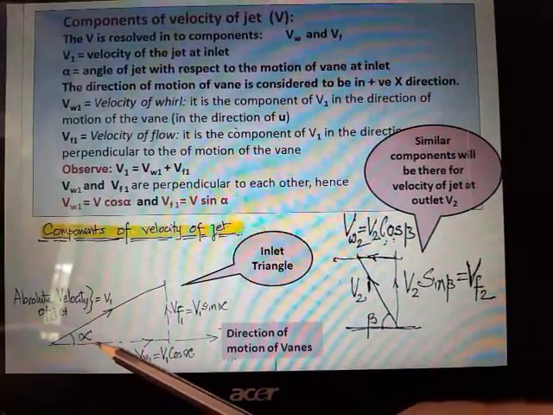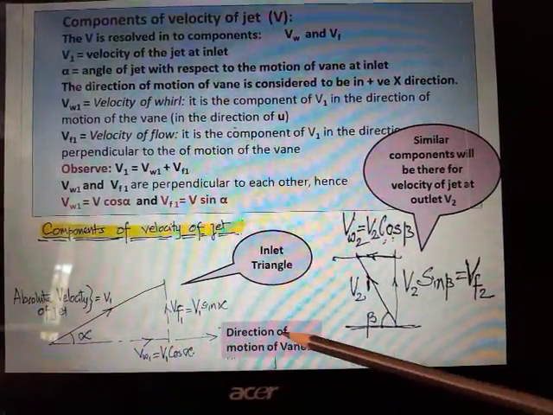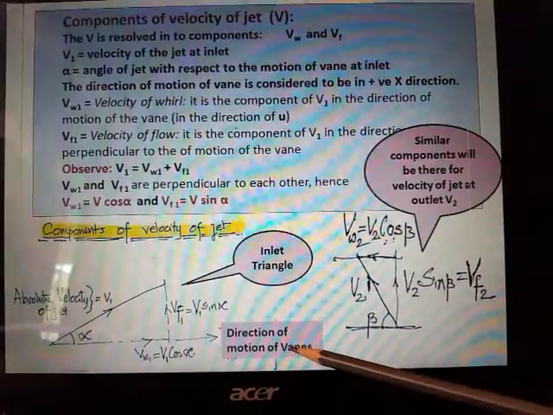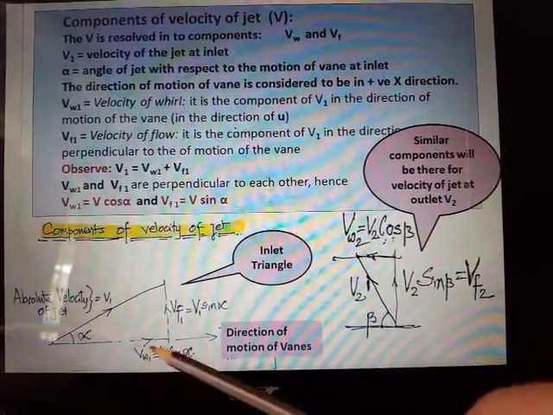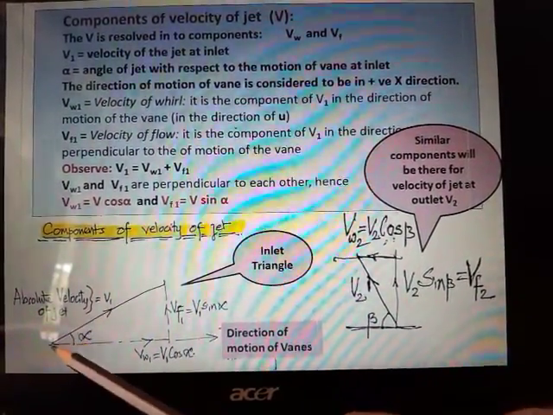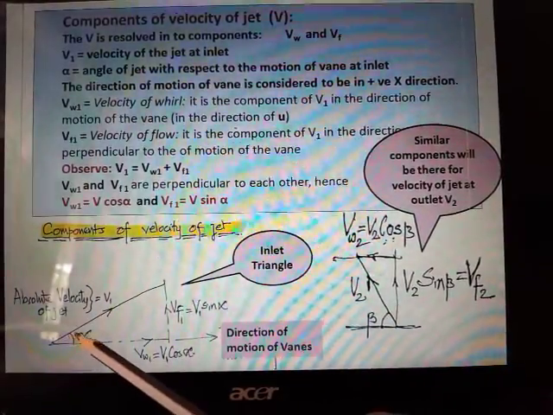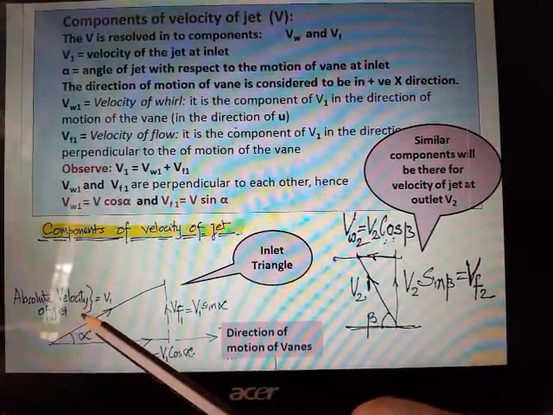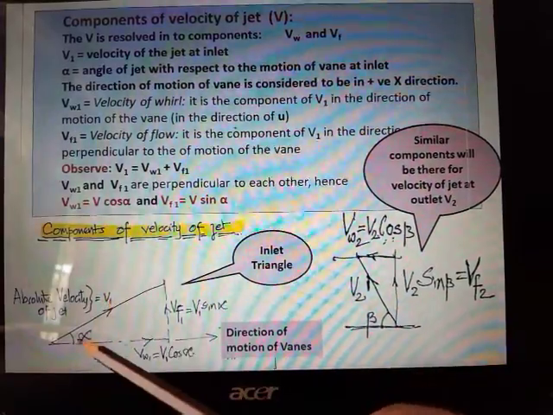Generally we represent U in this direction, that is the direction of motion of the vane. It is clearly written here, direction of motion of the vane. With respect to that, what is the angle made by the jet? That is nothing but alpha. So this is the absolute velocity of the jet, alpha is there.